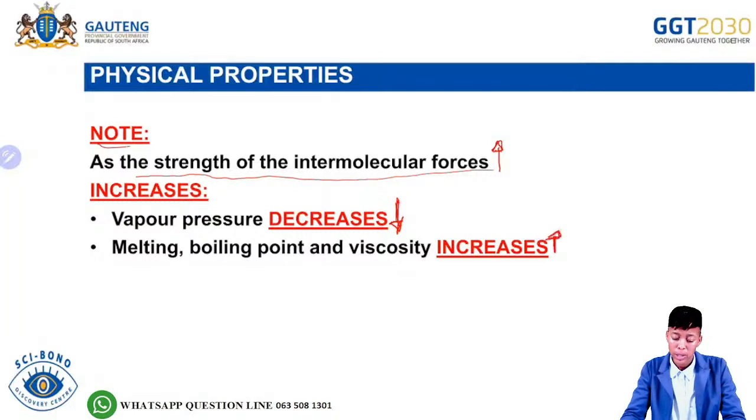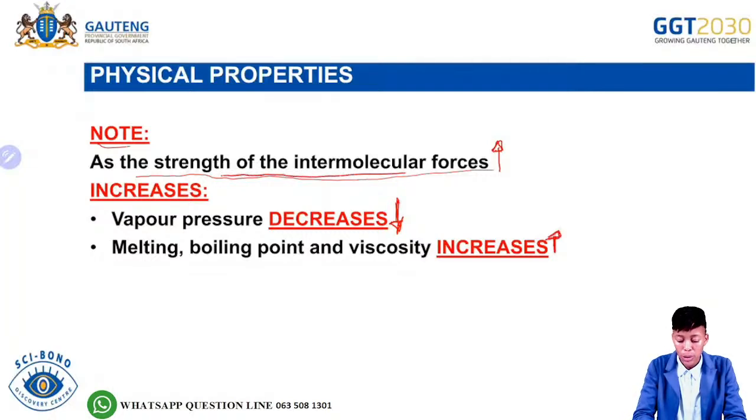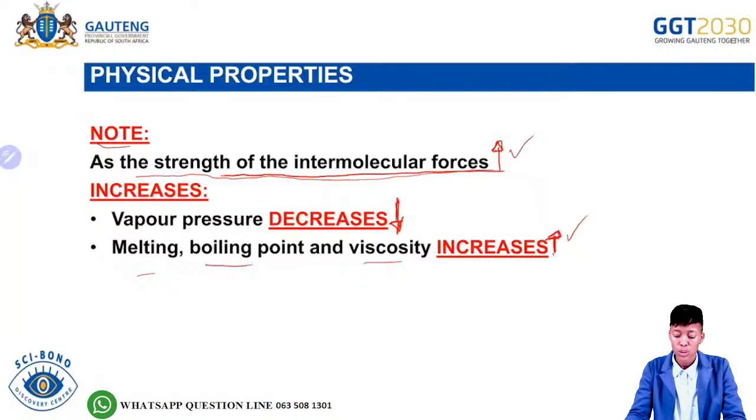So what is the relationship that you can see here? I will just repeat for you. As the strength of the intermolecular force increases, the melting point, the boiling point, and the viscosity are going to increase. If we were speaking about paper 1, we would say they are directly proportional. But remember in chemistry, when you state it, you need to say as one increases, the other one will increase as well.